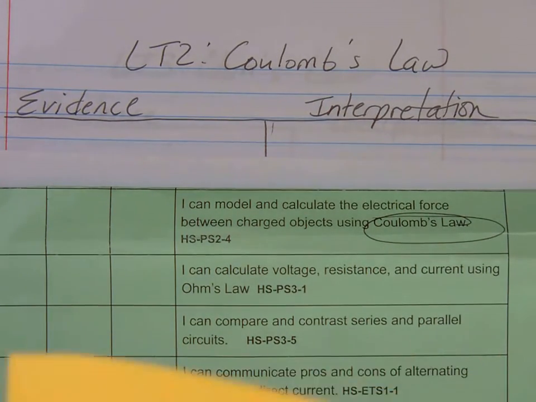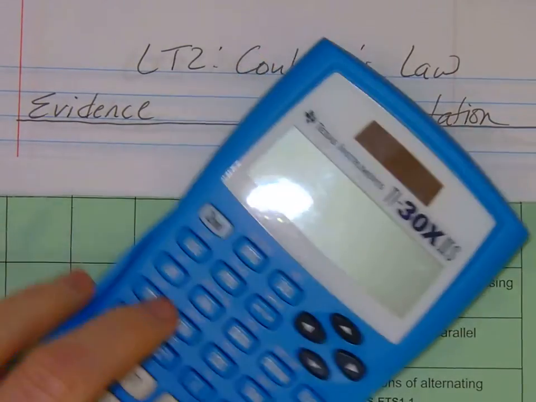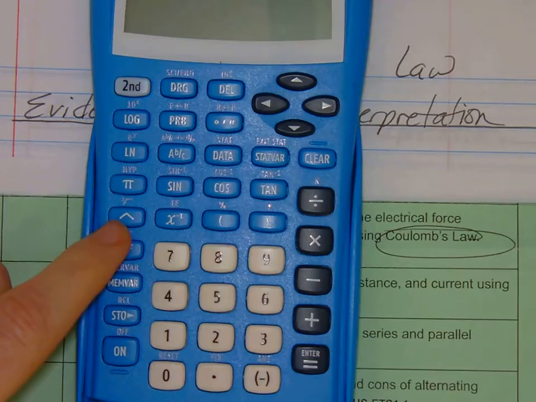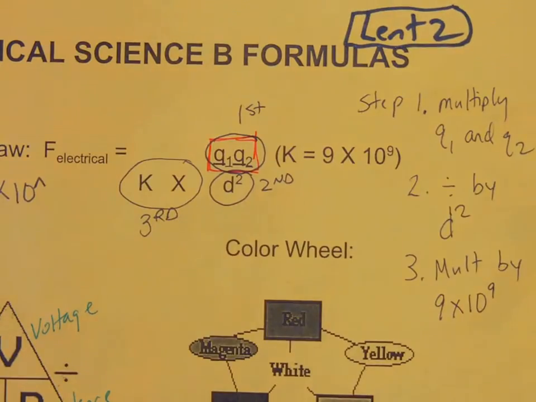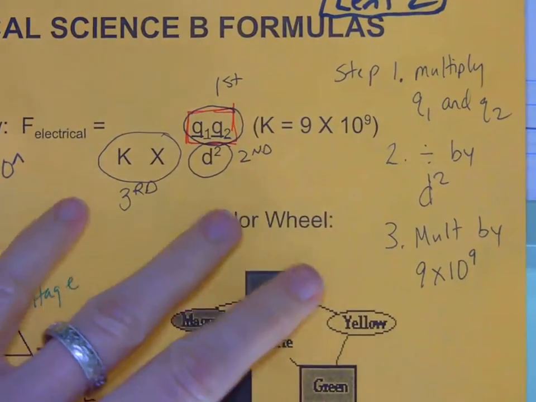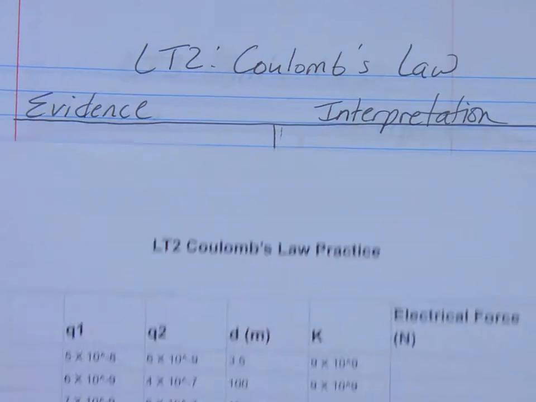Now, I highly suggest you pause me at this point. Make sure you have a calculator. You need to be able to run the scientific notation function. And make sure you have your formula sheet for Physical Science B. Obviously, there's a lot that's going to go on here. So, let's start this off.